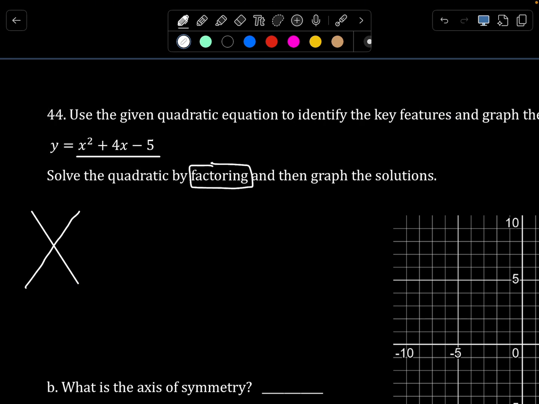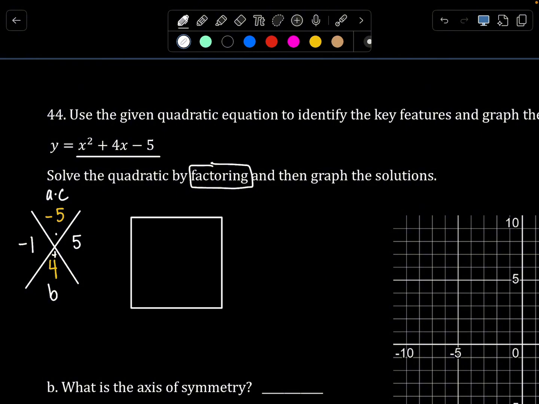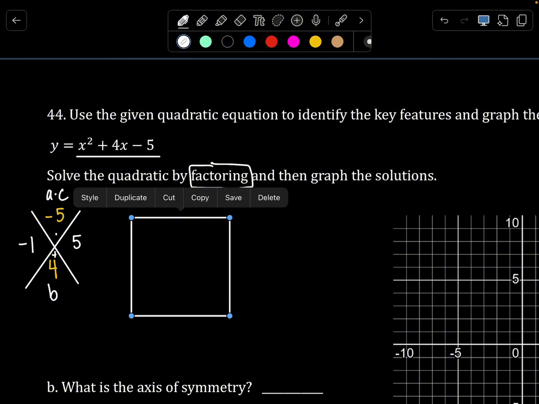I want you to write that down. A times c goes on top and b goes on the bottom. Negative 5 goes on top and 4 goes on the bottom. Two numbers that multiply to negative 5 and add to 4. Miss Sanchez, I know 1 times 5 is 5, but I need one of them to be negative. And obviously the smaller number needs to be negative to get 5 minus 1 equals 4. All right, plus and then multiply. Let's make a nice box. Here we go.